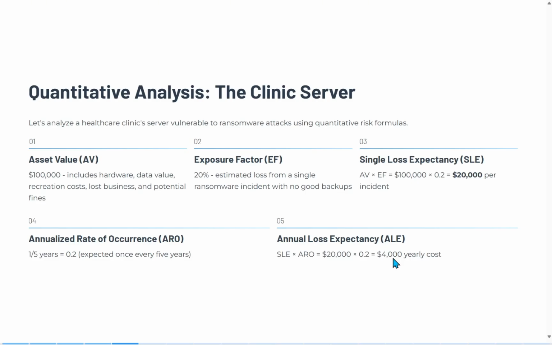Okay, so I'm trying to explain why the risk assessment is actually important in an organization. Why you must carry out risk assessment is so that you can calculate what you tend to lose in the organization if you carry out proper risk assessment.